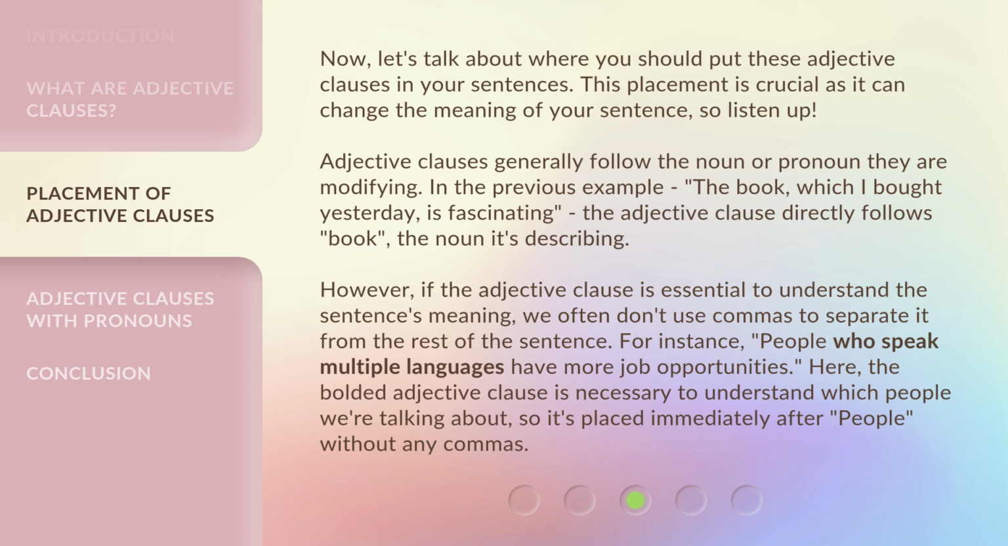However, if the adjective clause is essential to understand the sentence's meaning, we often don't use commas to separate it from the rest of the sentence. For instance, people who speak multiple languages have more job opportunities. Here, the bolded adjective clause is necessary to understand which people we're talking about, so it's placed immediately after people, without any commas.